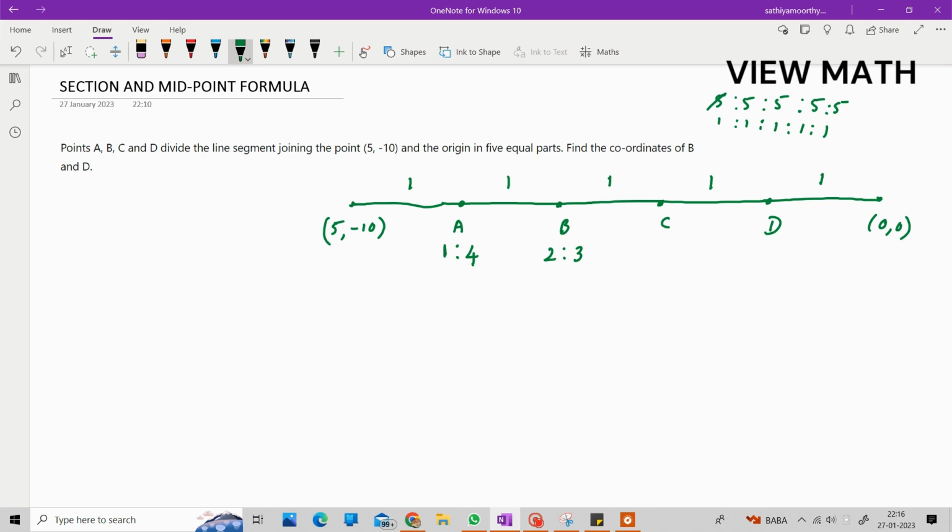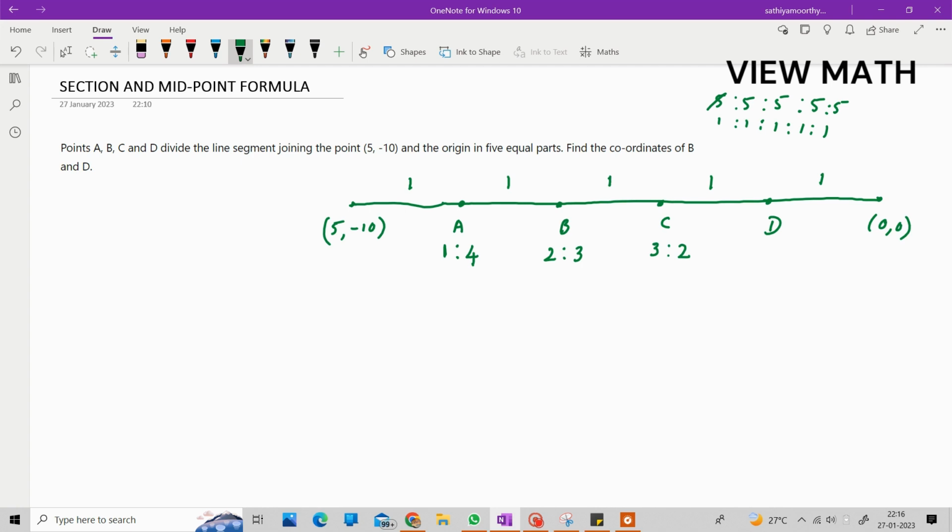Now C. If I take the left side of C, I have 3 parts and the right side of C, I have 2 parts. So C divides the line segment in the ratio 3 is to 2. Now you can say how D divides by yourself.